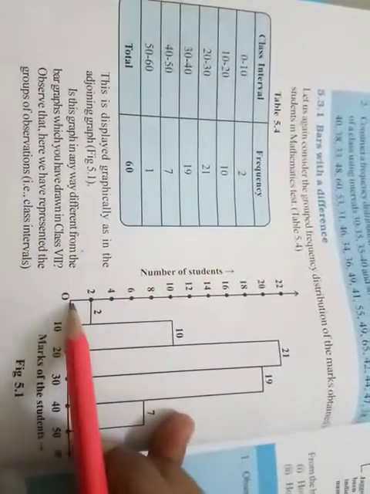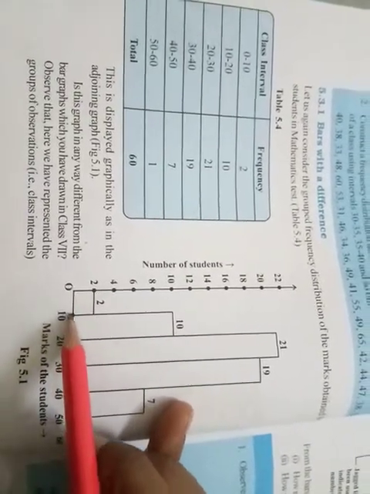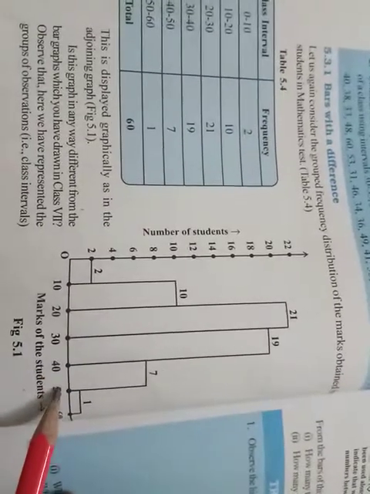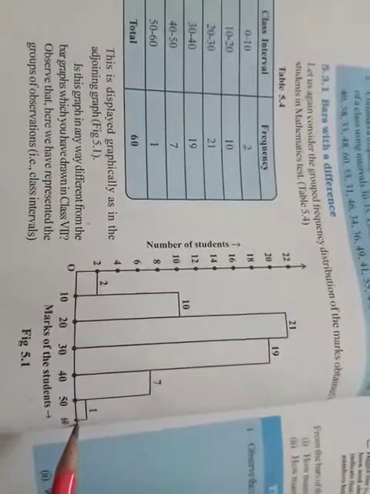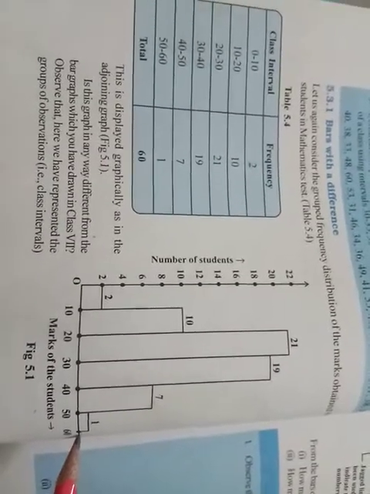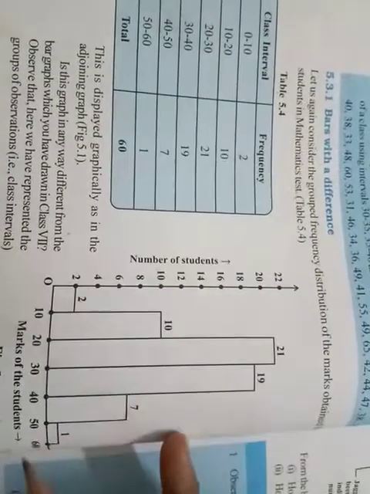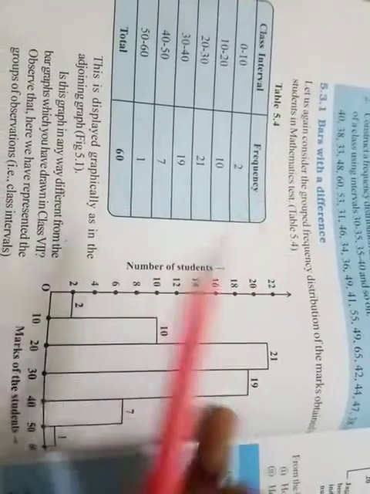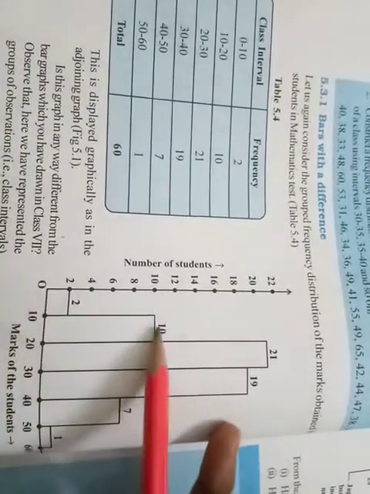So here from 0 to 10, this is our first class interval, then 10 to 20, 20 to 30, 30 to 40, 40 to 50, and last 50 to 60. On the x-axis we are considering such values which cannot vary, which remain constant. Now the number of students can vary according to the class intervals. So for 0 to 10, what is the frequency? 2. So 2 is our first bar. Then 10 to 20, 10 students.